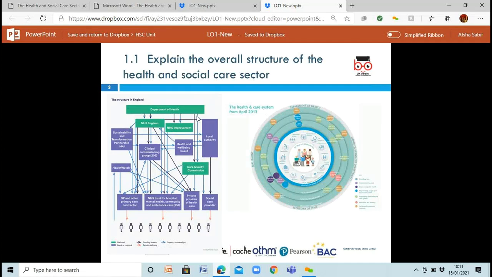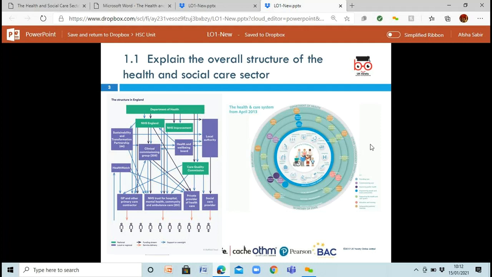It goes through, at the top is the Department of Health. Then we go down into NHS England, then NHS Improvement, and the Care Quality Commission. The Care Quality Commission is a regulator or a watchdog. They make sure that things are being done in the correct way. And we all know NHS England is the health service. And then offshooting of that are different authorities and different services that are offered.